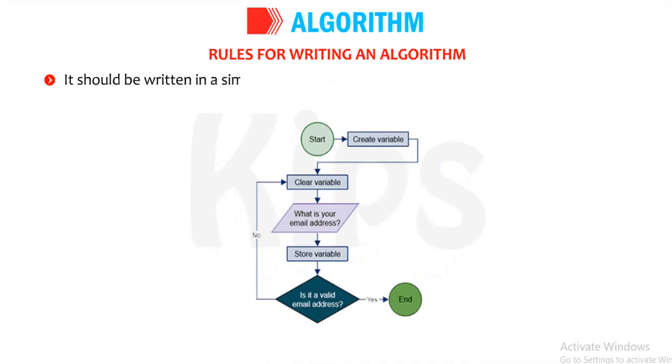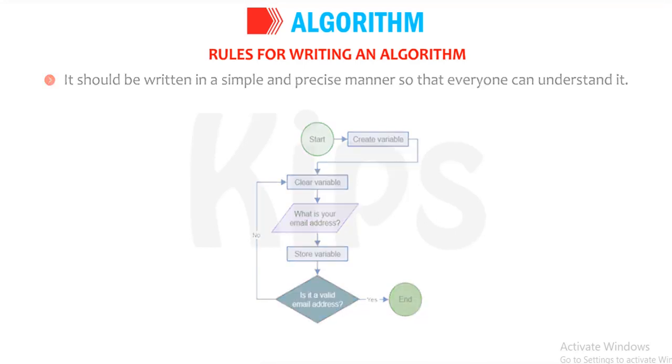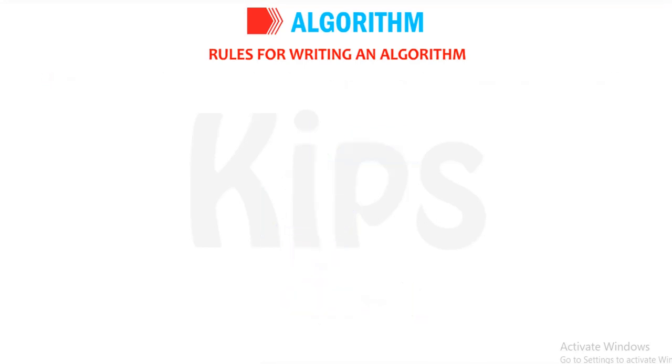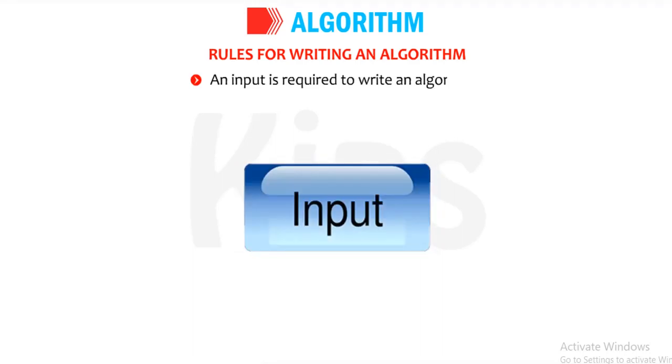We'll see the second one. It should be written in a simple and precise manner so that everyone can understand. Next one: an input is required to write an algorithm. If I want to eat something, then we have to prepare it. So that is an input. Input is compulsory for writing an algorithm.